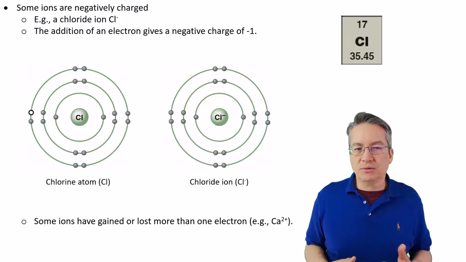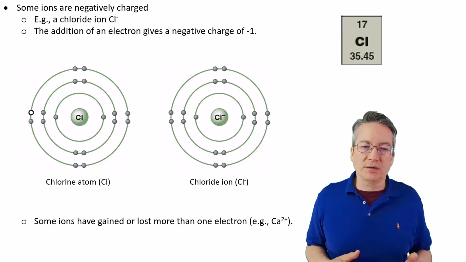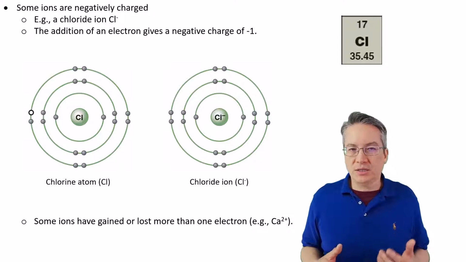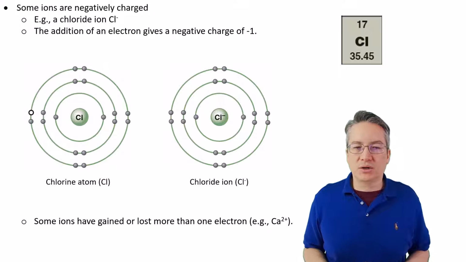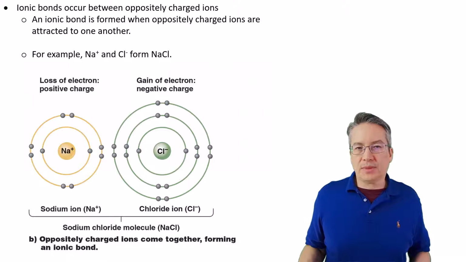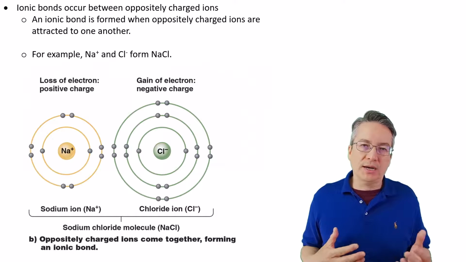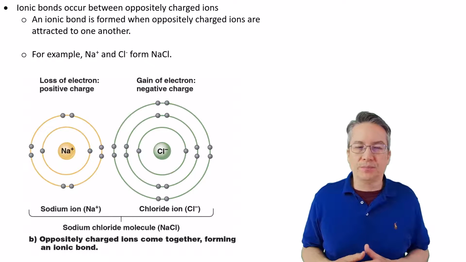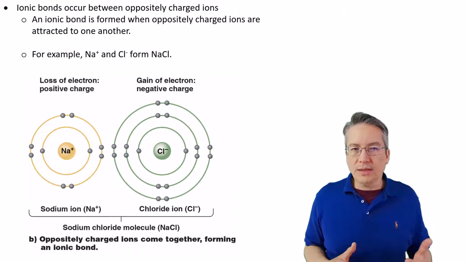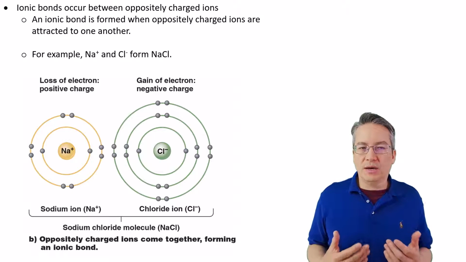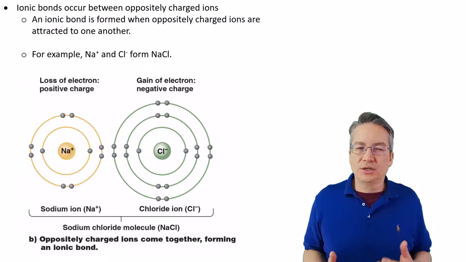And just to remind you, there are other possibilities. Some ions may have gained or lost more than 1 electron. So for example, calcium ion is actually Ca2+, meaning it has a charge of +2. So why is this important? Well, ions themselves are very important. You have a lot of ions in your blood, which we'll discuss later on. However, another reason this is important is that ionic bonds can form between oppositely charged ions.